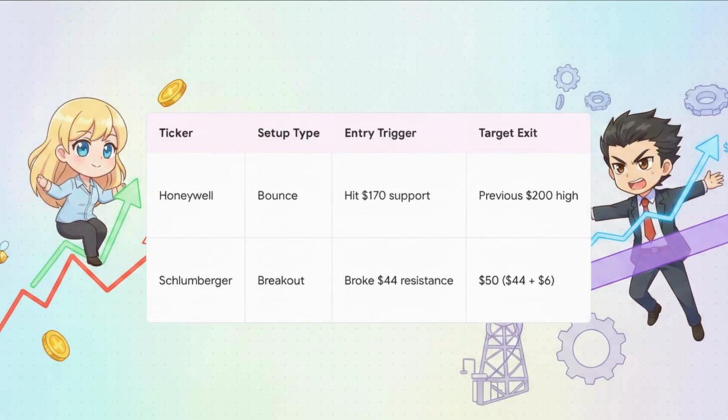As analysts, we also look at classic setups. Take a bounce on Honeywell, for example. Price hits a support level of $170, and your target exit is the previous high of $200. That's a potential $30 per share. Or maybe a breakout on Schlumberger. It breaks a $44 resistance, and since it was in a $6 range prior, you project that out for a very precise $50 target exit.